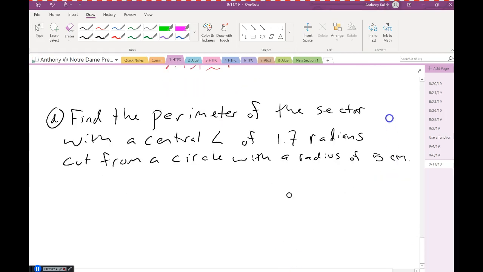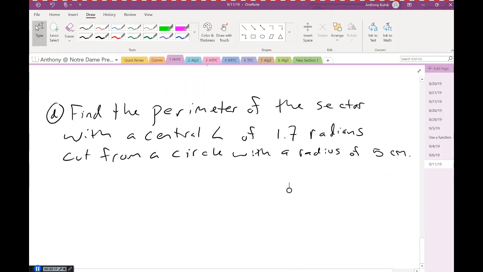So suppose we want to find the perimeter of a sector with a central angle of 1.7 radians cut from a circle with a radius of 5 centimeters. So a couple of pieces of vocabulary to unpack and review before we get started on this. The first word is this word perimeter. What does the word perimeter mean?